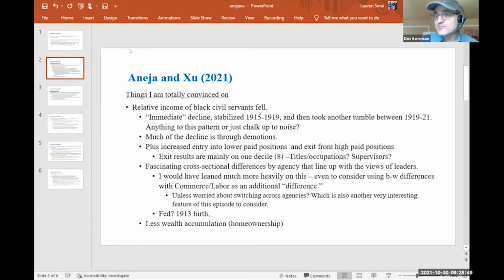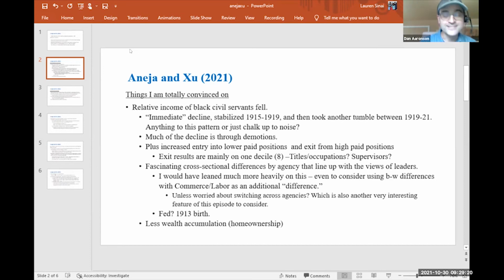And I was just kind of curious, what titles are actually in that decile? I have a hunch that's where a lot of the supervisors like John Davis actually were, and managers. Because if that's the case, that could really explain why there was so much persistence in these results, even well after the Wilson regime. If you lose a whole generation of supervisors in the federal government, that's just going to wipe out an awful lot of opportunities going forward. So that's the second thing.